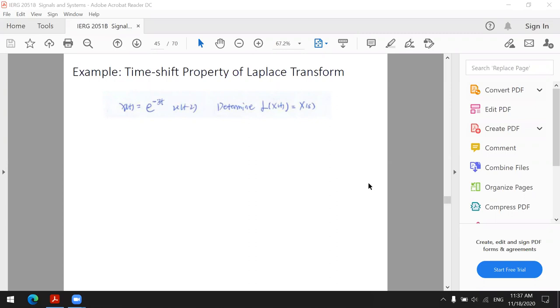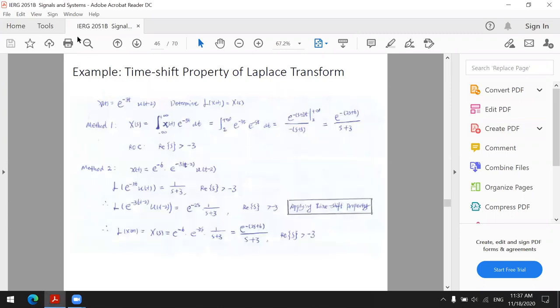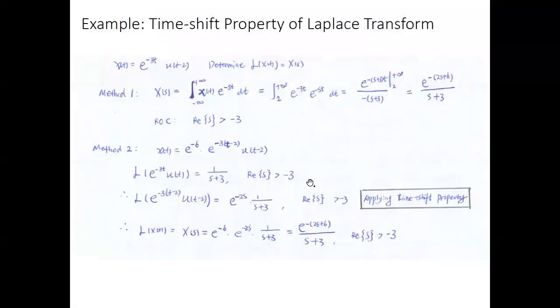Okay, let's look at the solution to this example. So first, let's calculate the Laplace transform just using the definition. The integral of x of t times exponential minus st dt, taking the integral for t from minus infinity to plus infinity. But notice that x of t contains u of t minus 2, which is a step signal that takes value 1 after t is larger than 2. So the integration interval can be shrunk to from 2 to plus infinity, because in the rest of the region, the integral is just 0.